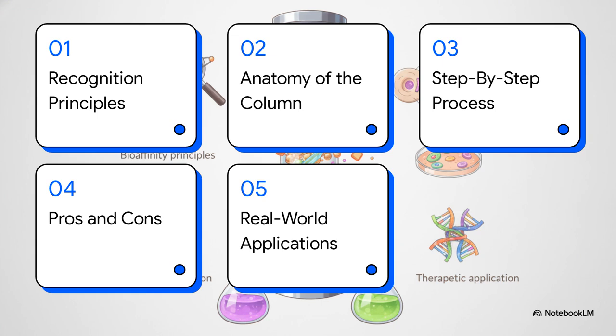Here's our syllabus for The Explainer today. First up, principles of recognition. Second, the anatomy of the column. Third, the step-by-step process. Fourth, the advantages and limitations. And finally, we'll wrap up with real-world applications.